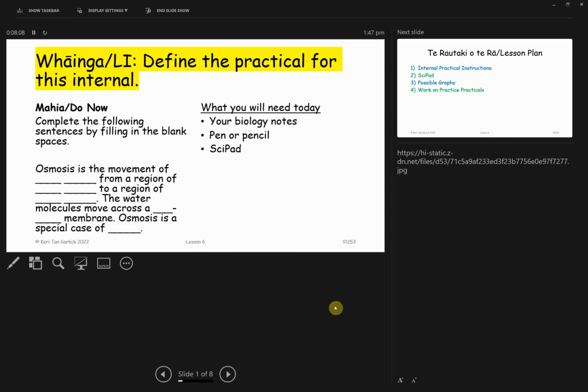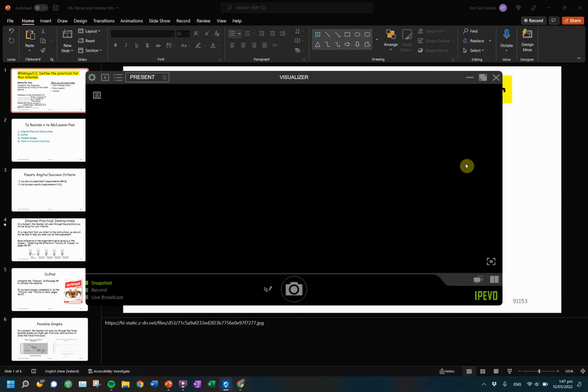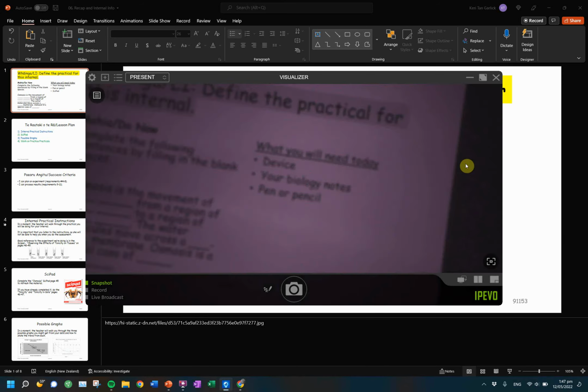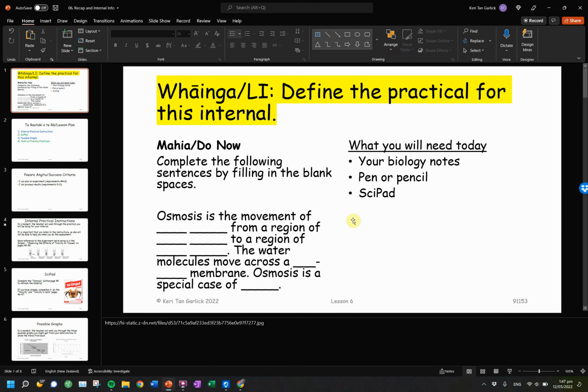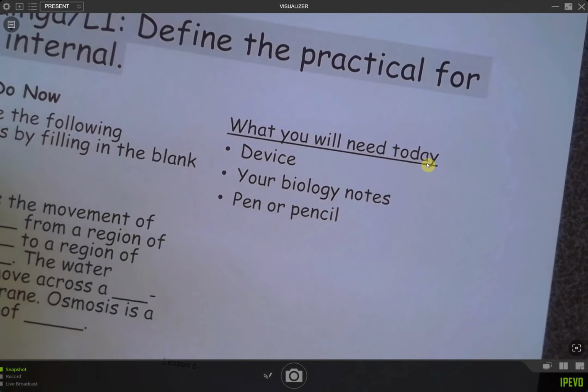All right, let's get started for today's lesson. So let's start with our mahia, which is a kind of summary that we're looking at. And I'm going to pick people out of the jar because I haven't done that before for the mahia. And I think that's a good way to make sure you've engaged with that.